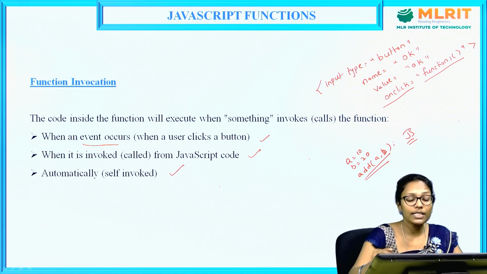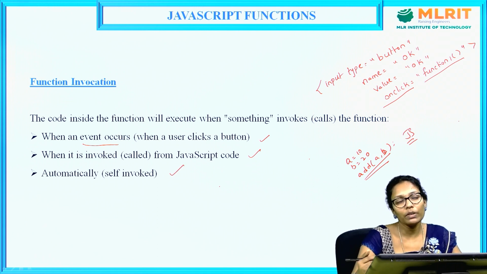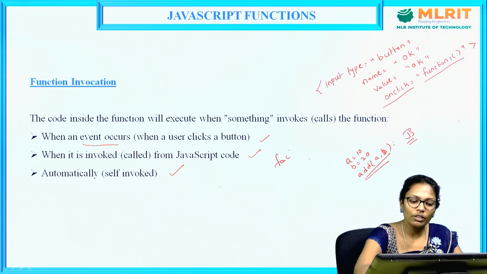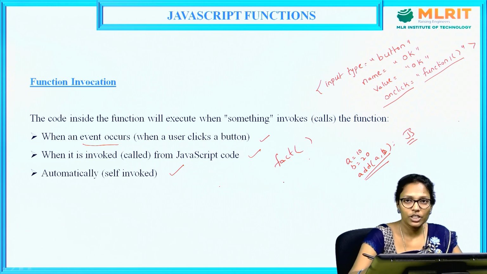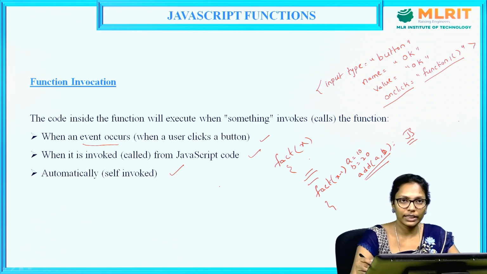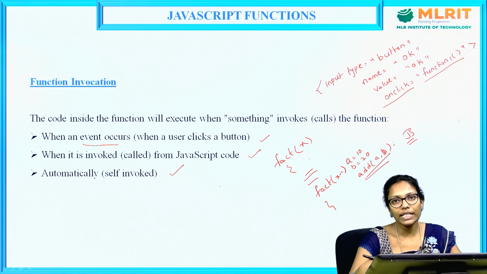And the next case is automatically self-invoked. Self-invoked in the sense, just like recursion, a function calls itself. So I'm writing a function called factorial, and internally I'm again calling the factorial function by passing x minus 1. Like that, a function calls itself, that is nothing but recursion. So that is the third case. In these different cases we can call or invoke a function.